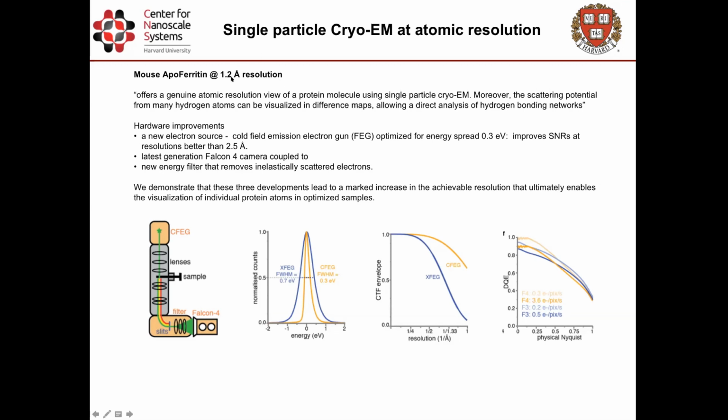Therefore, to get 1.2 angstrom resolution, what was really very important is the hardware improvement. Cold field emission electron guns were introduced. We usually use Schottky FEG guns in Cryo-EM until now, which have a very optimized energy spread of 0.3 electron volts. I believe the Schottky have 0.7, which improves the signal to noise ratio. And it's very important for resolution better than 2.5 angstrom. They used a very good, super performant Falcon 4 camera, which is coupled to a very special energy filter to additionally increase the signal to noise ratio. And below are the schematics from this paper.